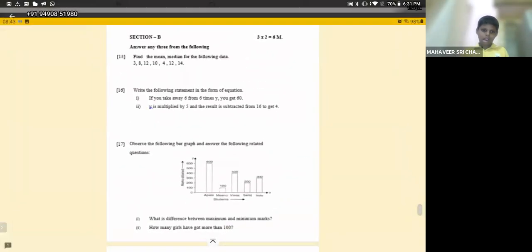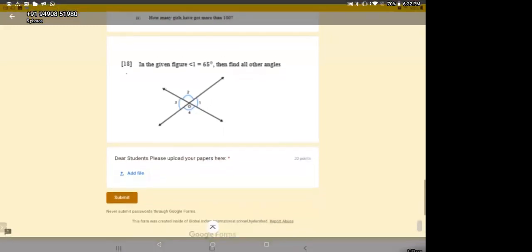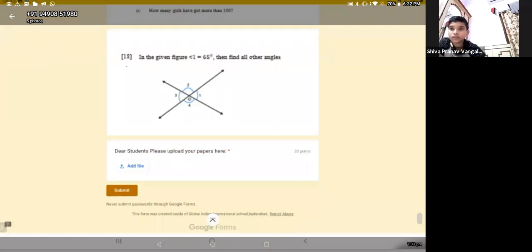Right, Nana, the last part is a very interesting part. I love doing this part. It's a wonderful question given for the students. You see, in the given figure, angle 1 is equal to 65. Then find all other angles.